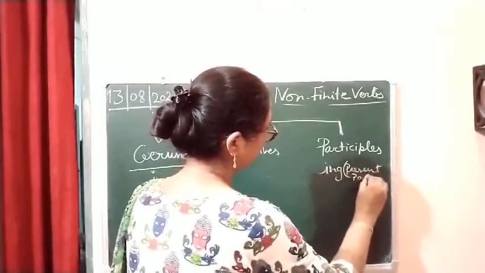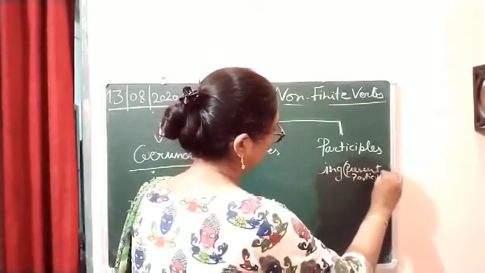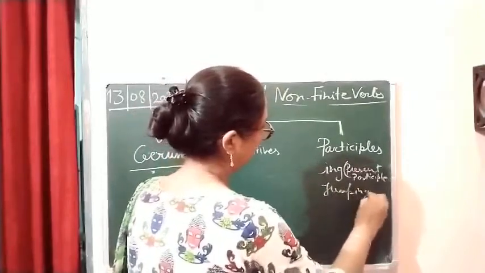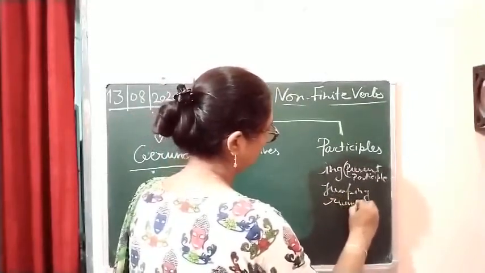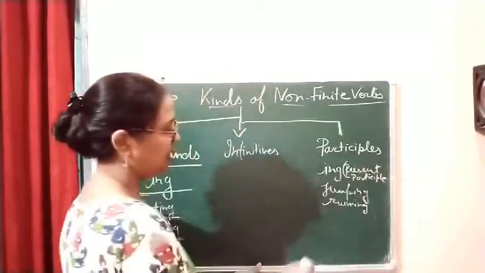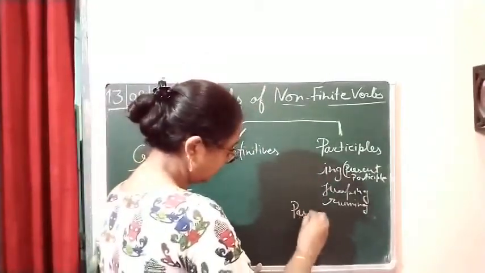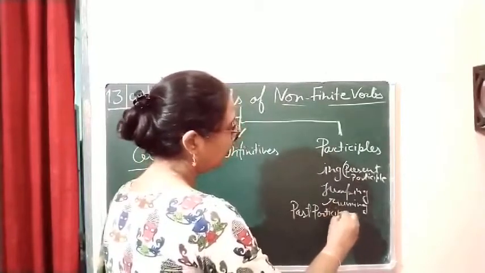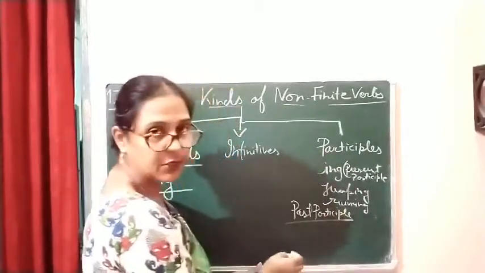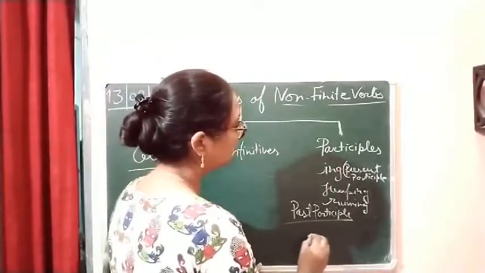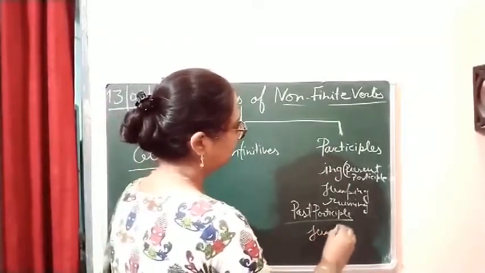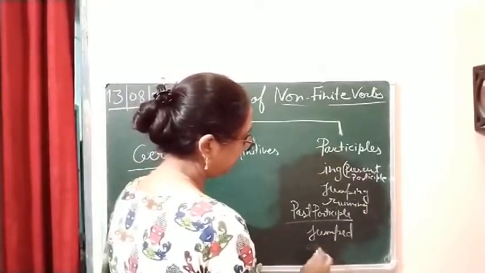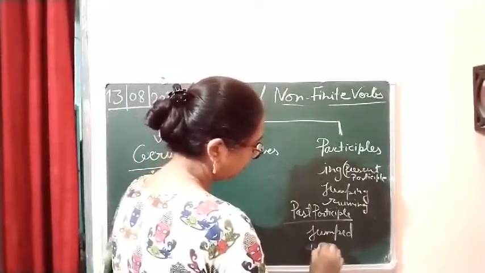Present participle: jumping, running, they are all present participles. Now if we are going to learn about past participle, here we are adding just ed. Suppose jumped or walked.